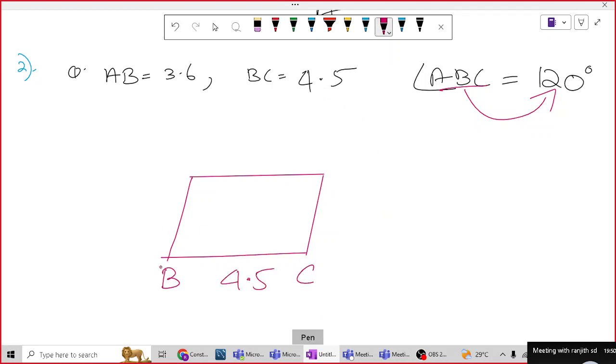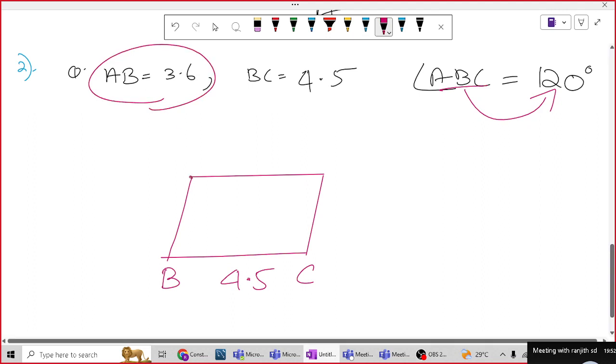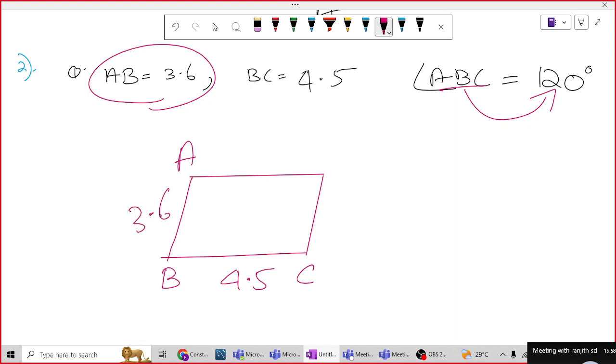Okay. Next, from B, which side is getting connected? AB. Shall I write AB here? AB is 3.6. Yes, sir. Okay, ABC is given. What is the vertex here? Which vertex is missing?